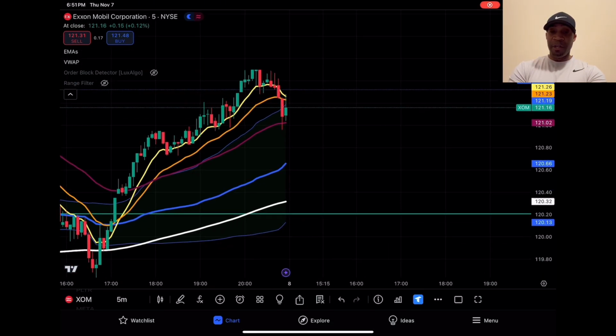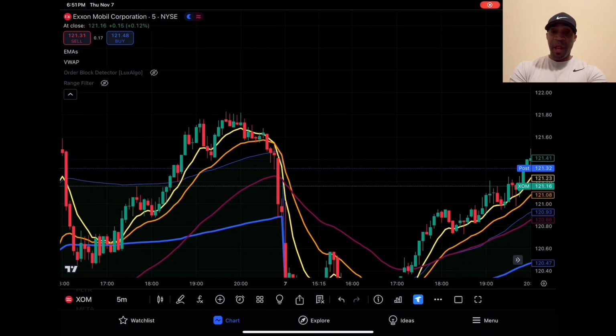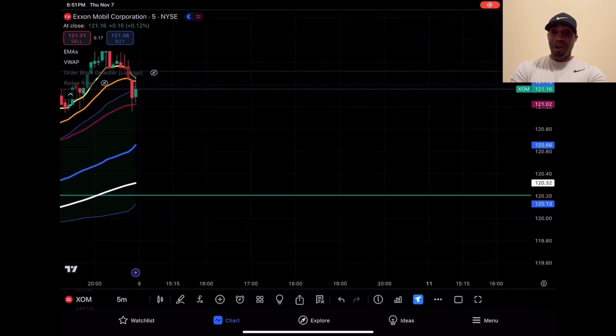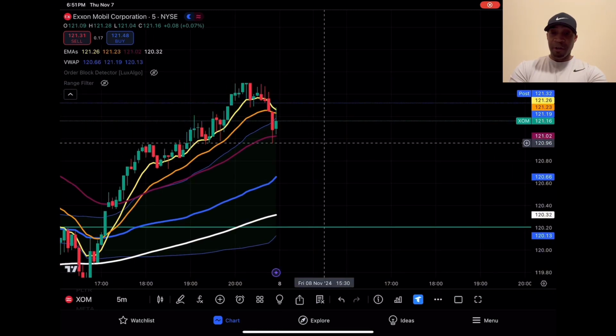They can start running to the higher stuff. You got this stuff right in here, 121.90. They break through that, then they can start running up past the 122 mark. If you are a bear, you want to see 120.90 get taken out. They can take out 120.90.